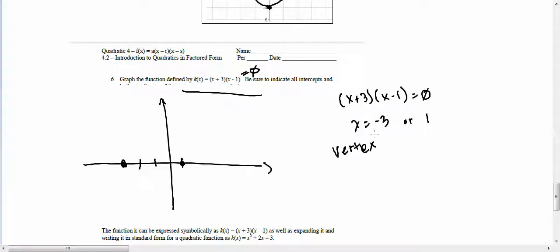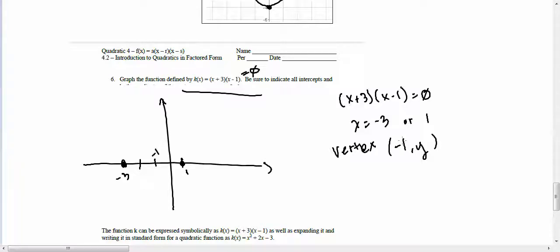Now the third point, how do I find the x-coordinate of the vertex? Where is that located? By the way, this is 1 and this is negative 3. What is the x-coordinate of the vertex? It's at negative 1. How'd you figure that out? Yeah, negative 3 plus positive 1 is negative 2. Divide that by 2 is negative 1. Boom. You got it. Awesome. So I know the vertex is located at negative 1.